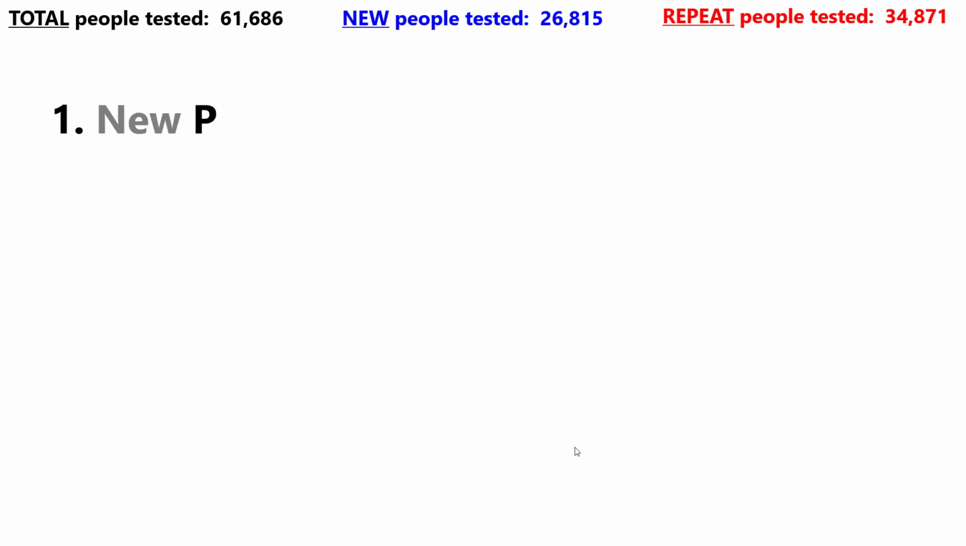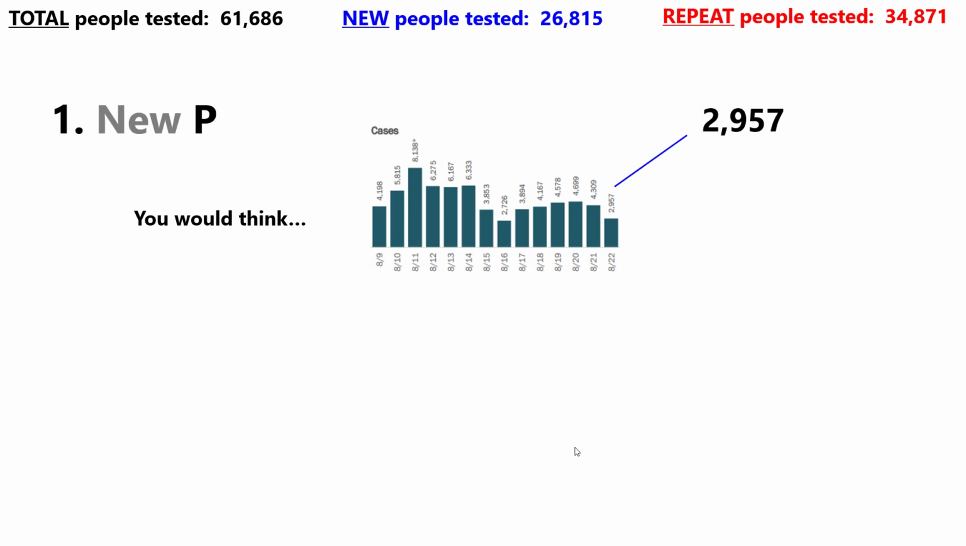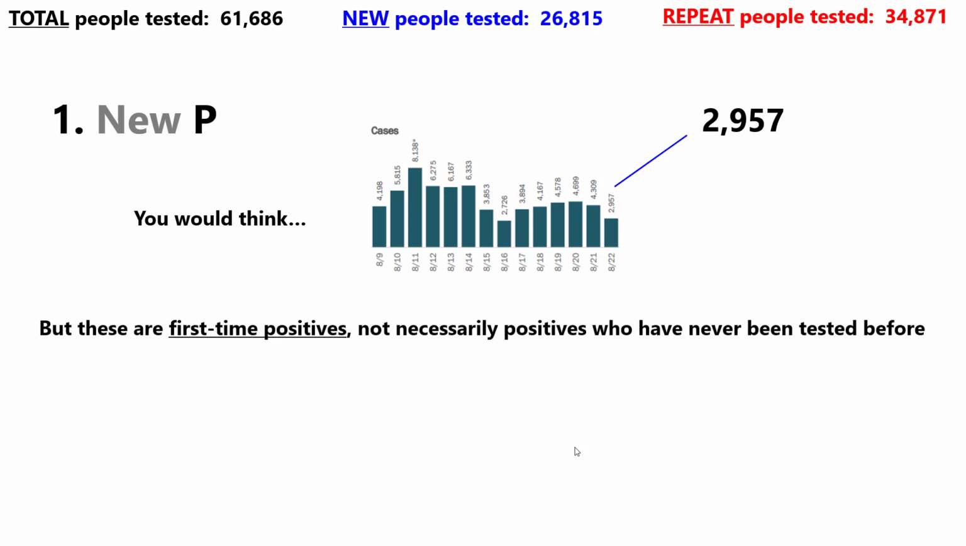Okay, what about new positives, right? So people who tested positive today who have never been tested before. You would think it's just as simple as looking at that. This is from the county report and just saying, well, here are new cases, right? This is what the Florida Department of Health will say. This 2,957, these are people who tested positive today who had never tested positive before. So isn't that just the new positives? No, it's not, right? These are first-time positives, yes, but not necessarily positives who have never been tested before.